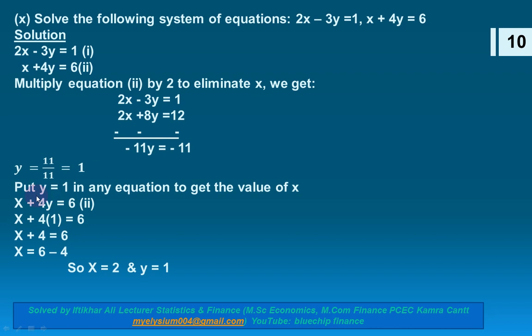And after taking the value of y, we just put y equals 1 in any equation to get the value of x. So we simply put the value of y in equation number 2, x plus 4y equals 6. So the final value of x will be 2. So x equals 2 and y equals 1.